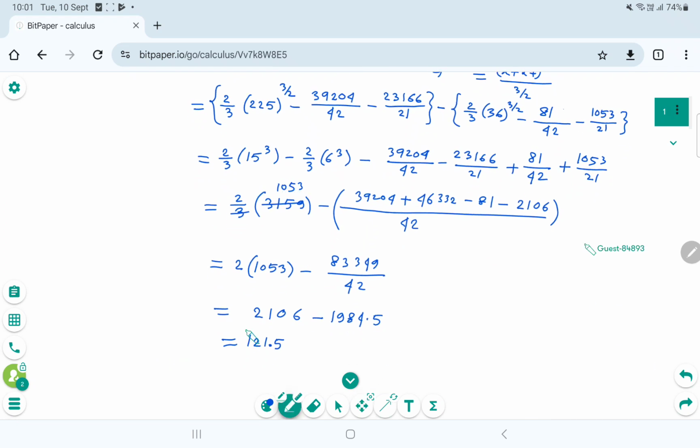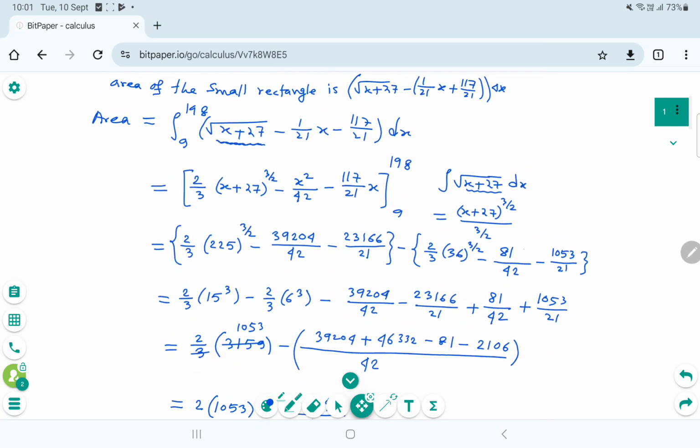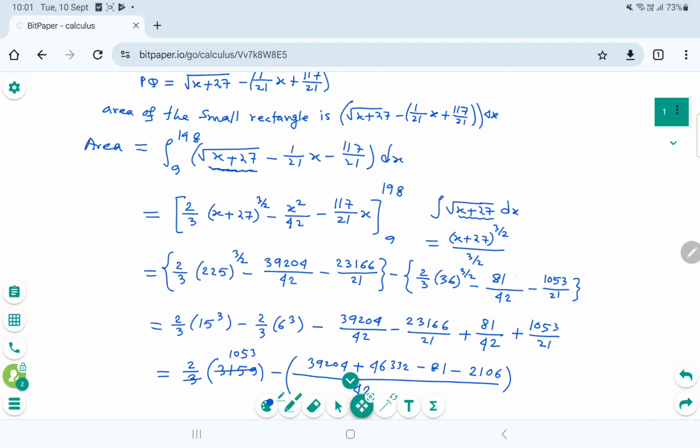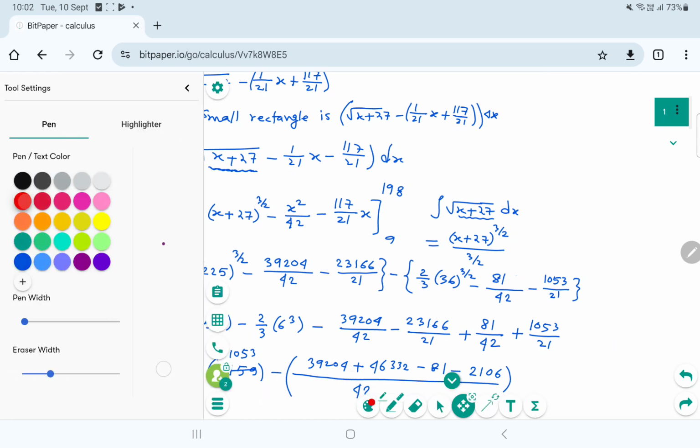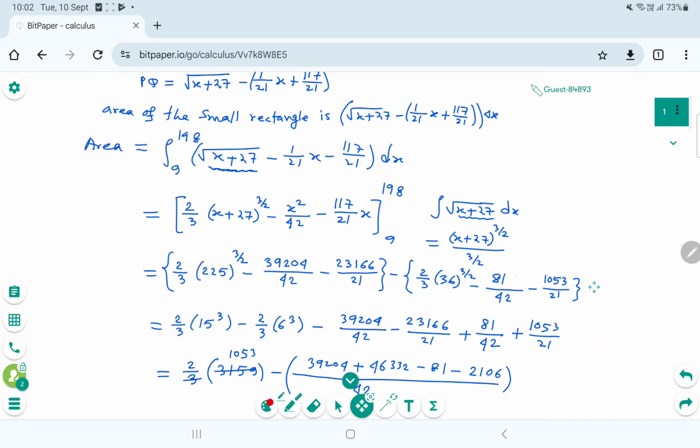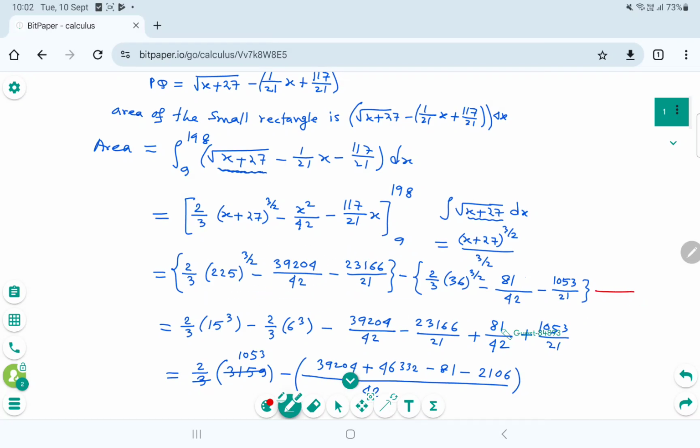Yes, exactly. Okay, let's see where I used the calculator. So first of all, we draw the graph, fine, and we put the upper limit. Okay, this place, I heavily use the calculator. This step right here, because of the multiplication with fractions. Only this step we use the calculator many times, for 198, this square, cube and square root.